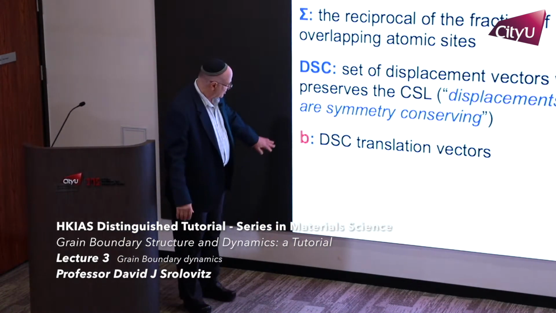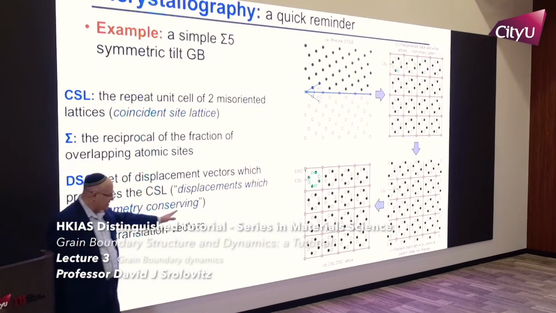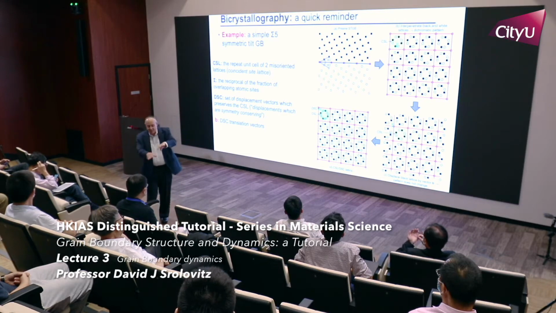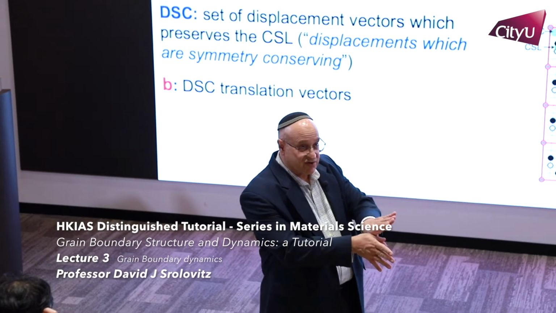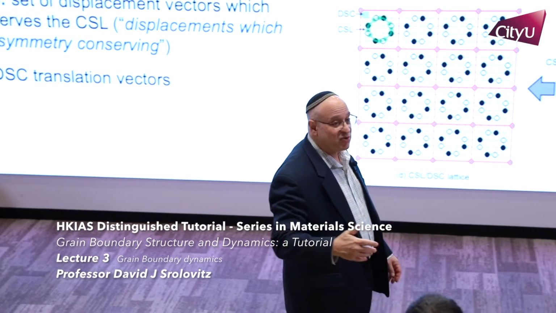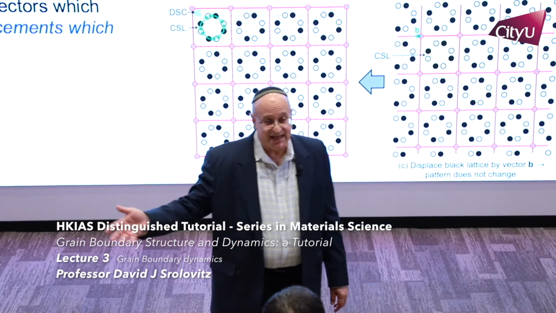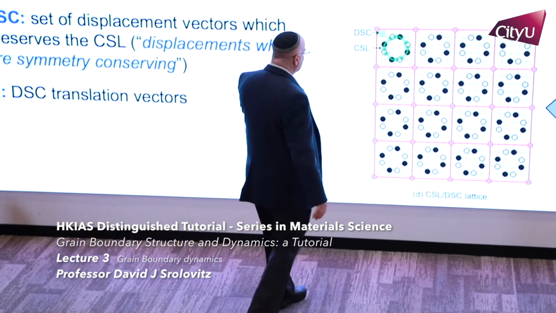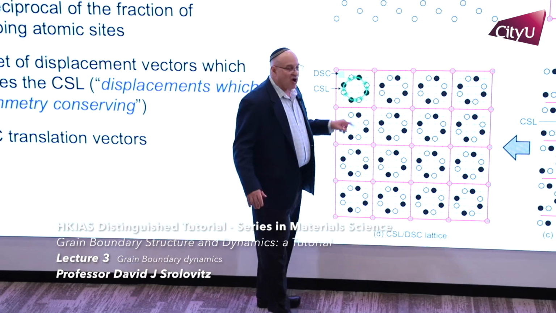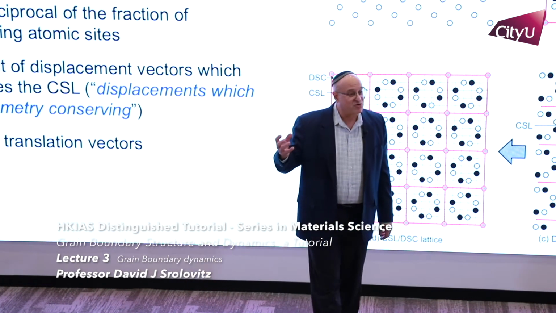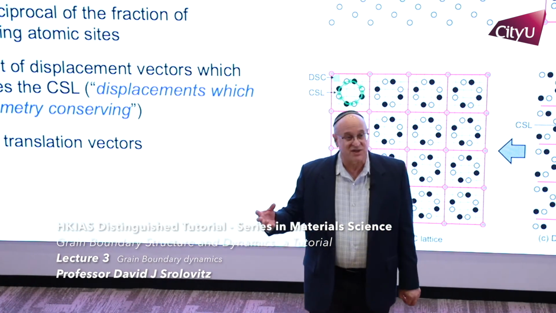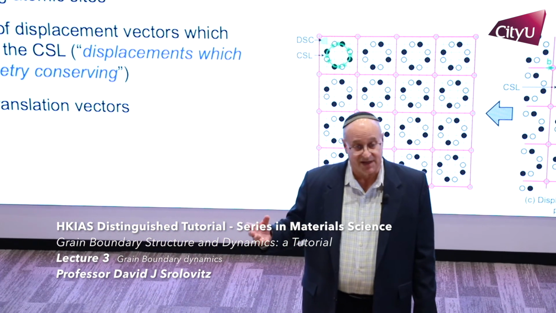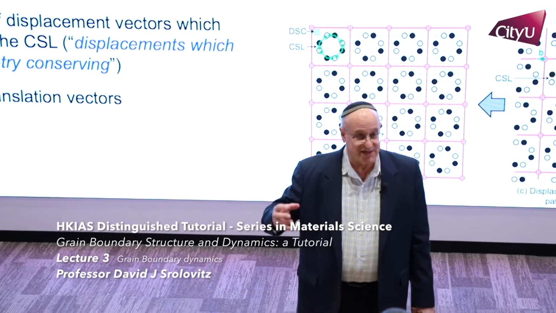Basically that's the picture. So the important thing to remember from this is that given any lattice and any misorientation between the crystals, I can define a coincident site lattice and a DSC lattice. And once I have those, translation vectors in the DSC lattice are basically the fundamental translation vectors associated with the grain boundary. And those will be the important vectors when we talk about grain boundary defects.